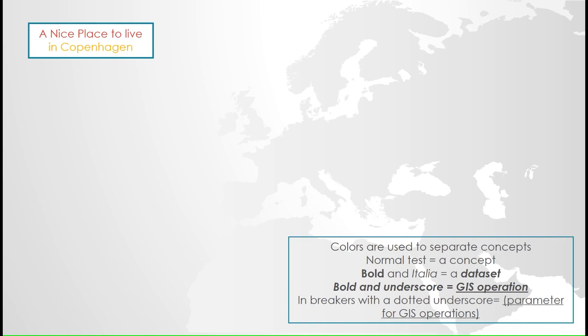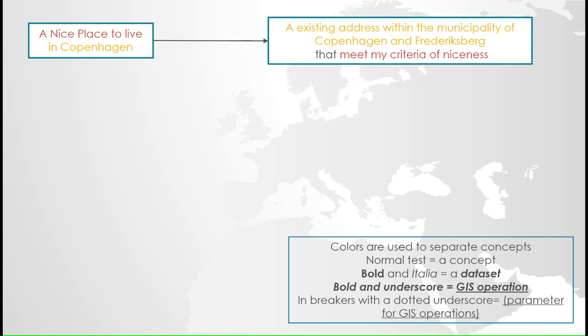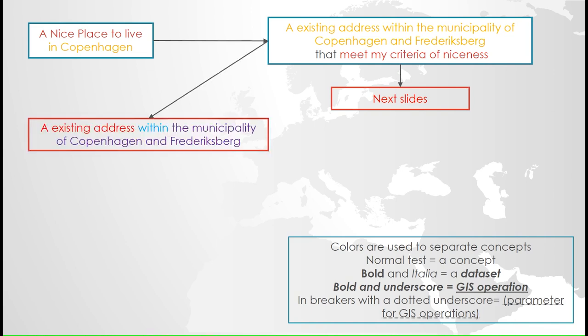So the first thing we have to do is, that nice place to live, we need to make that a bit more formal. We could say that it is an existing address within the municipalities of Copenhagen and Frederiksberg that meets my criteria for niceness. That could be our way of doing it. And I guess that means that we can deconstruct this into what meets my criteria and this existing address. So that's our first deconstruction: an existing address within the municipalities of Copenhagen and Frederiksberg.